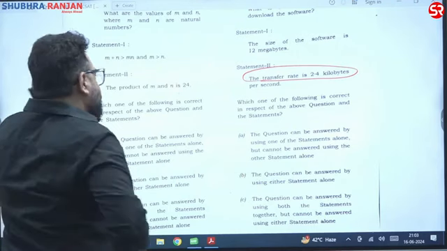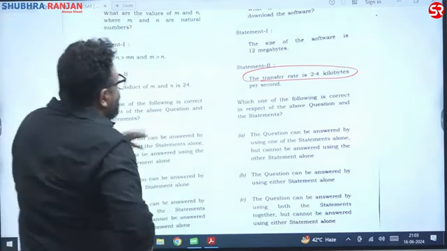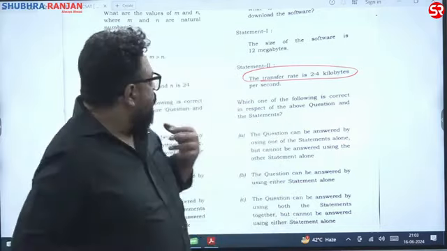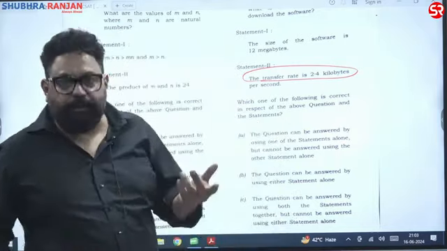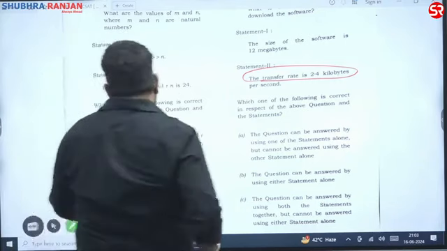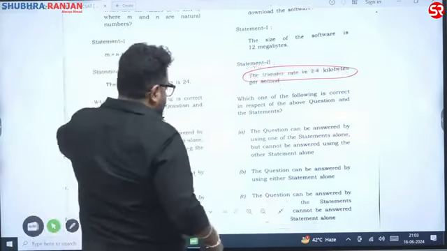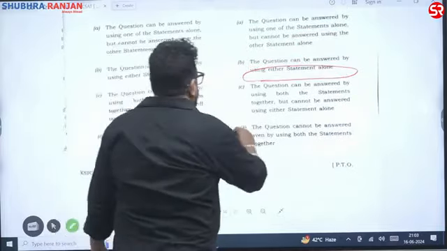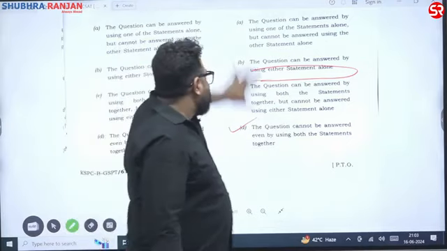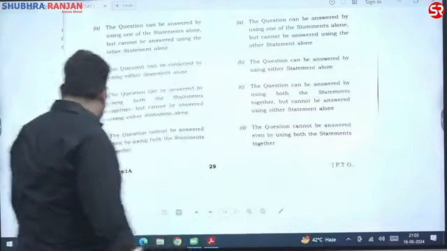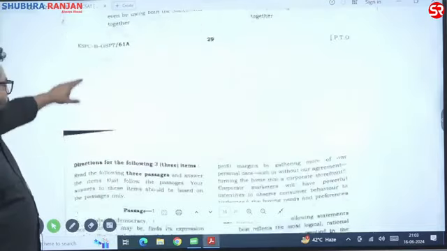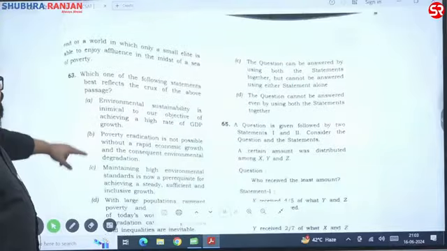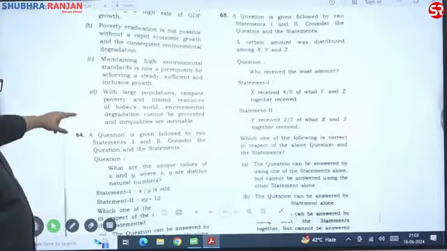The size of the software is 12 megabytes, okay. Transfer rate is something I would not go by. Transfer rate does not mean downloading rate. It may be a downloading rate or an uploading rate, which I don't know. So this would be an assumption, and I would go by my answer of D. I know there is going to be a lot of fight for this. I am waiting for the proper answer key. But you would agree, in data sufficiency, as you all know, we do not assume. Data sufficiency was actually very, very tough.